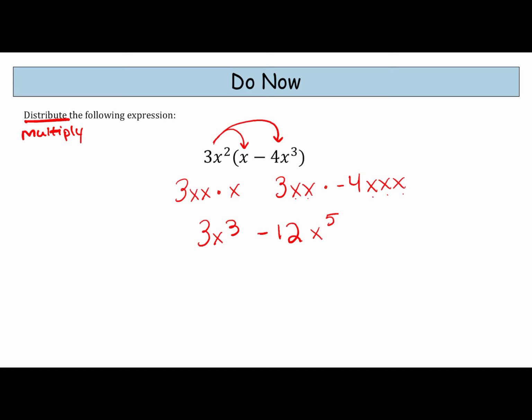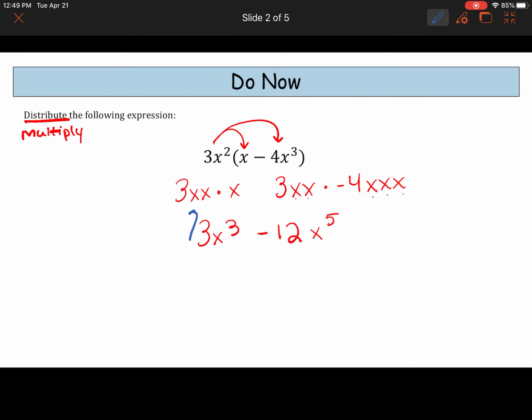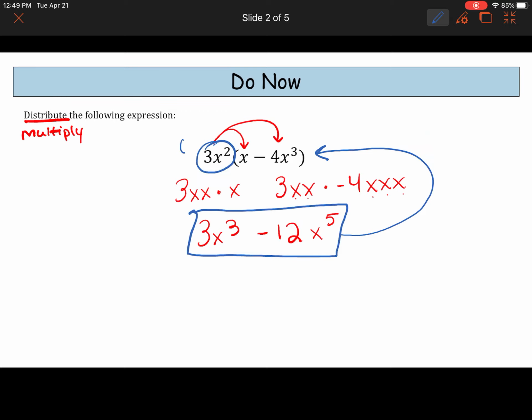Today's lesson, what we're actually going to do is go the opposite way. So we're going to start with an expression, find the GCF of this expression and factor it so it looks like that. We're going to go back to the starting. This is actually the GCF of this expression. So that's what we're going to be doing today.